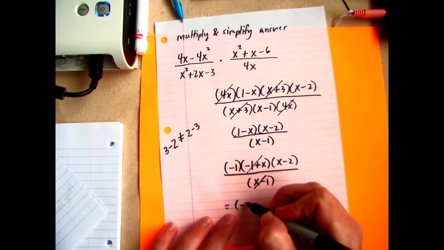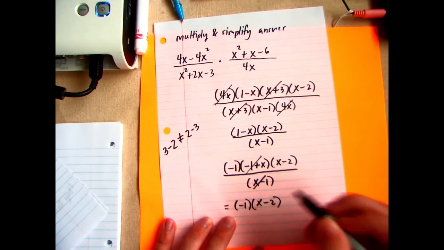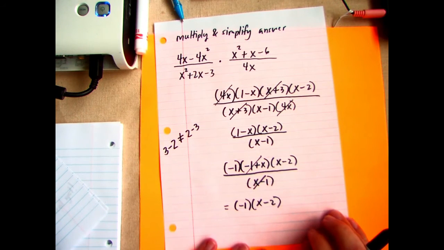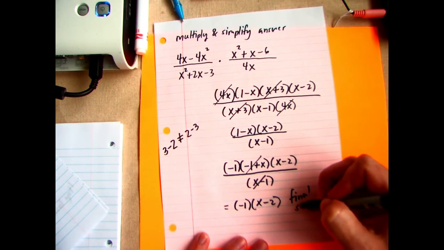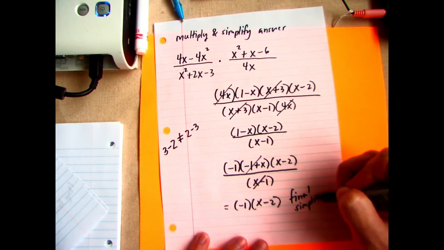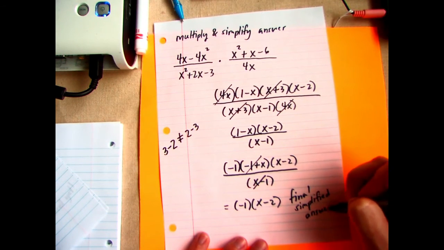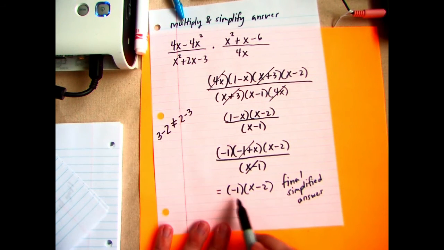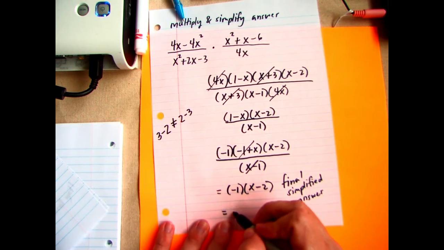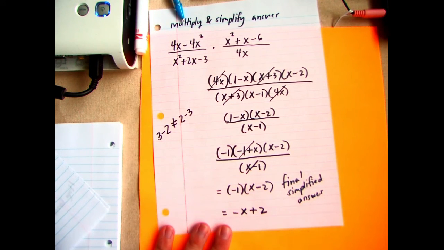All I'm left with is negative 1 times x minus 2. So that would be my simplified final answer. And we could go a step further. We could multiply in the minus 1. So if I distribute the minus 1 in, I'm left with negative x plus 2. So that's a little bit cleaner looking final answer.